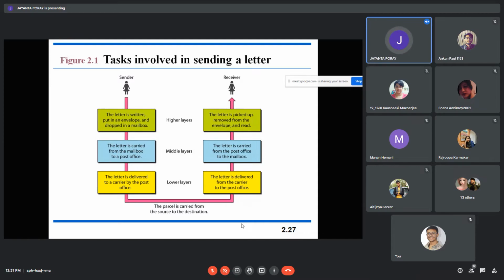The second layer, the middle layer, is carried from the mailbox to the post office, and in the lowest layer, the letter is delivered by the post van from the post office to the other destinations. So then there is some carrier. This is the channel. On the other hand, the receiver receives the letter. The letter is delivered from the carrier to the post office. Then the other complementary things are going on at the receiver end.